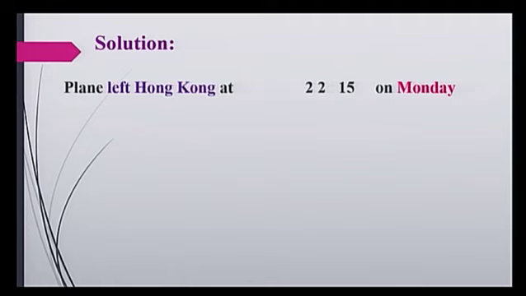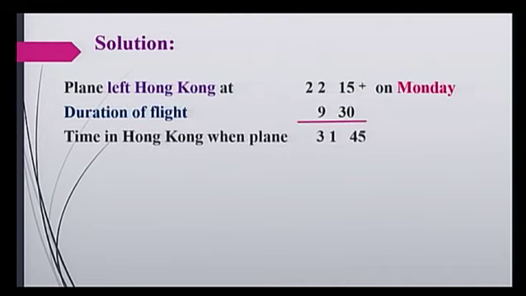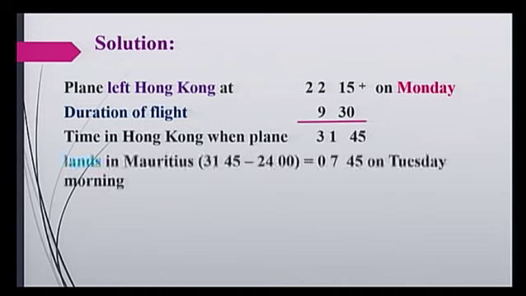So the solution: the plane left Hong Kong at 22:15 on Monday. The duration of the flight was 9 hours 30 minutes. So to find the time in Hong Kong when the plane lands in Mauritius, I have to add the two. And this gives me 31:45.